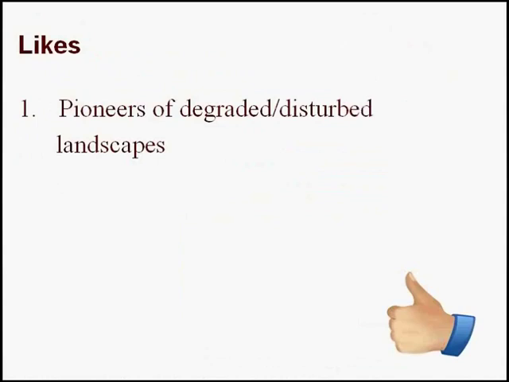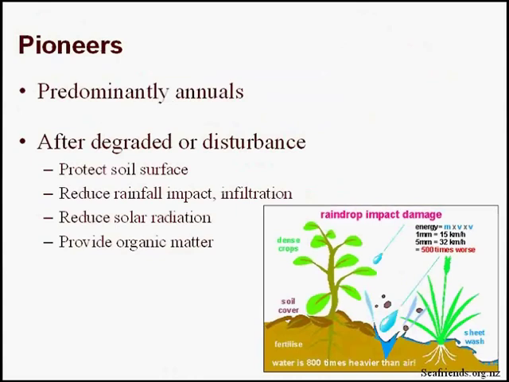So we'll start with the likes, and the first one being that they're pioneers of degraded or disturbed landscapes. And what I mean by that is that pioneer makes me kind of think of people with a bonnet on coming into new land, maybe in a covered wagon, and that's sort of what weeds do. They see an opportunity. Often the annuals will come out when there's land to be had. So when there's bare ground exposed, these annuals take advantage and grow.